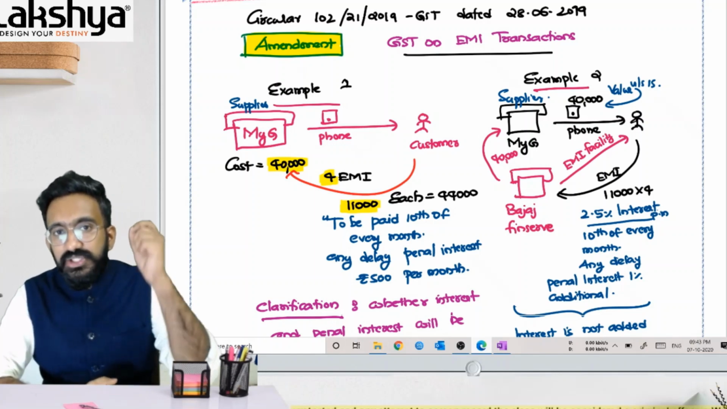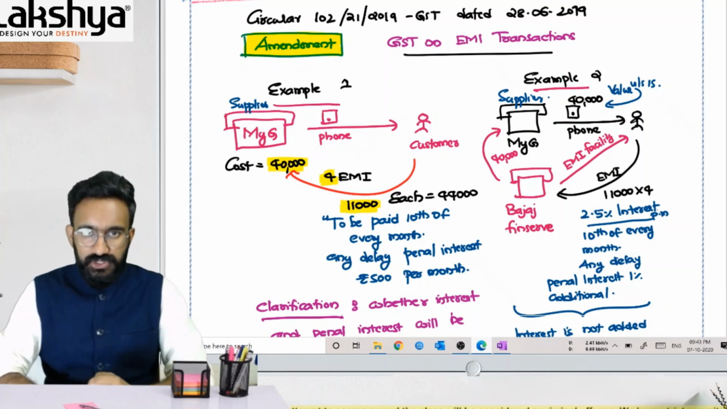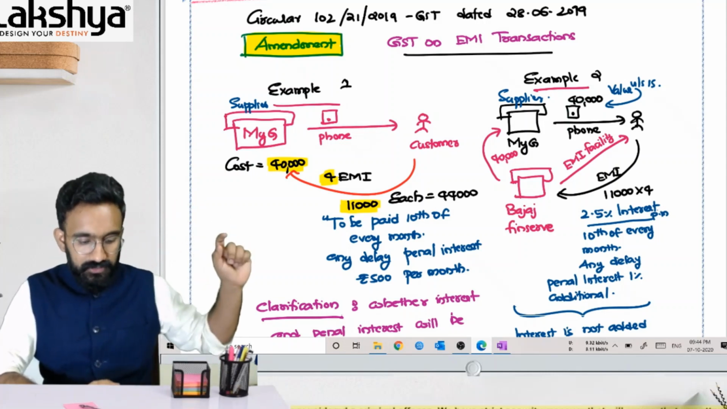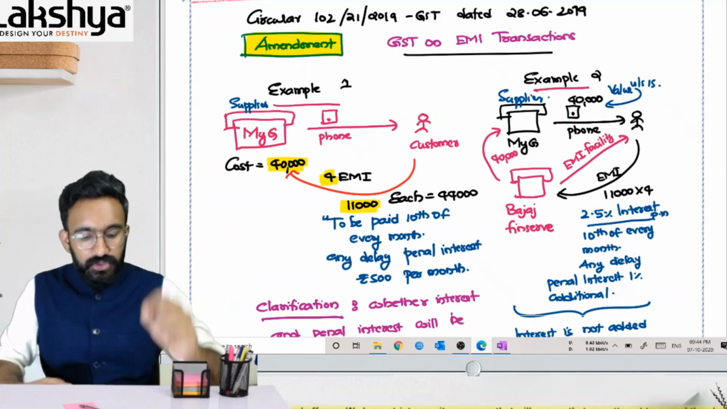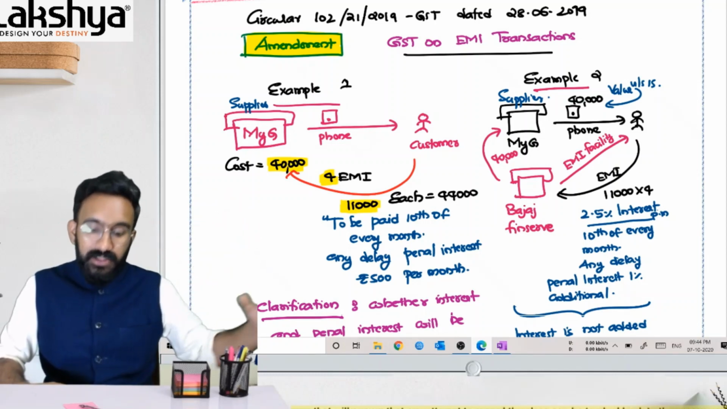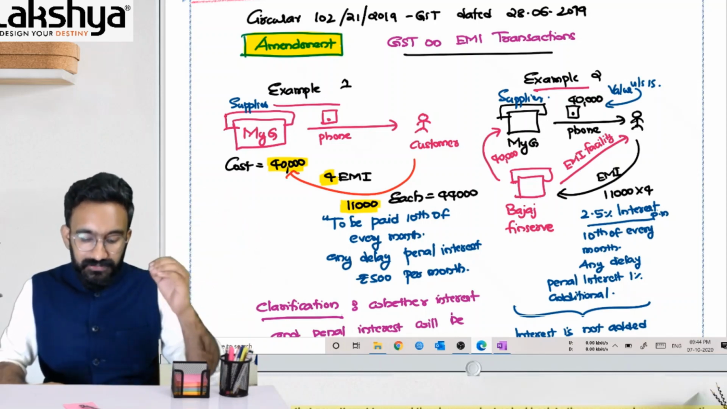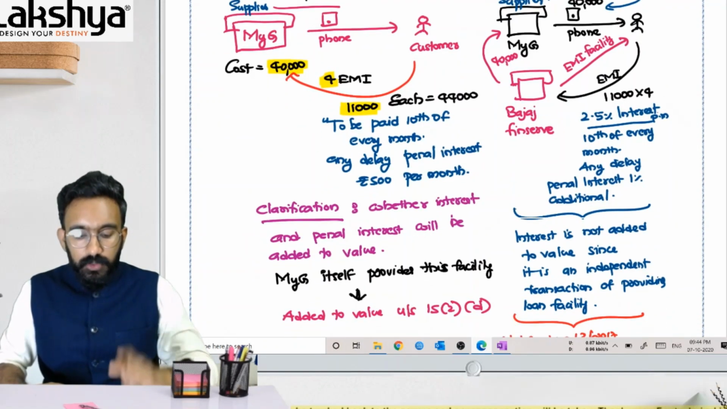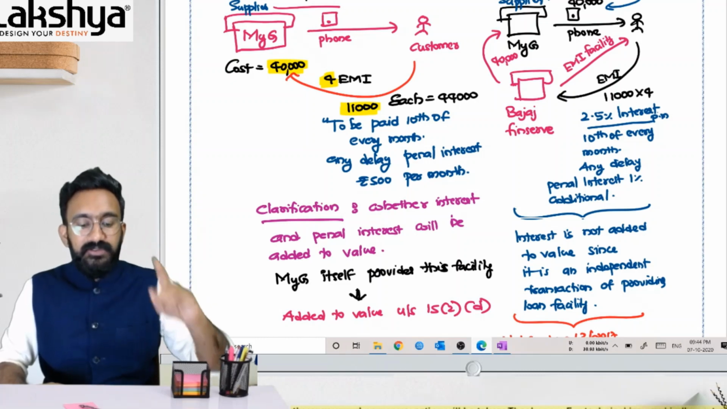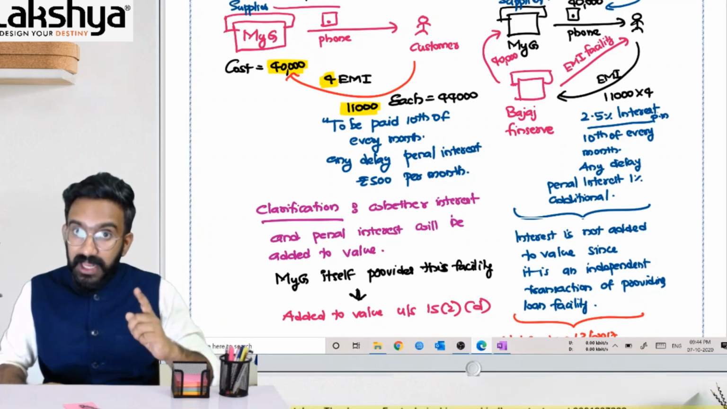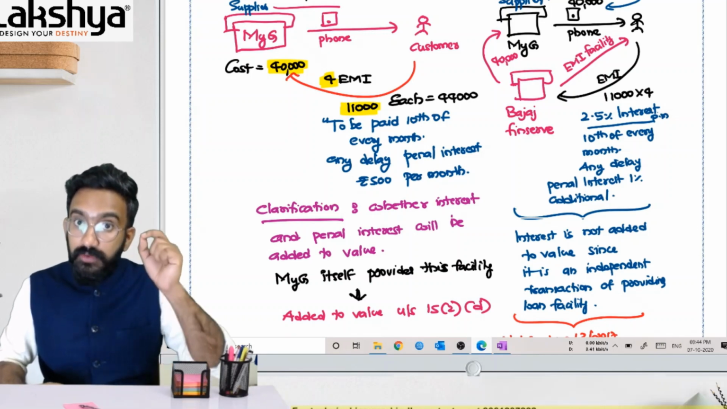Now, what is the GST impact of both of these transactions? That is what we are going to analyze. If the transaction is example 1, wherein MyG is selling the phone to the customer and cost is 40,000 and there are 4 EMIs of 11,000 each to be paid on 10th of every month. Any delay, there will be penal interest of 500 per month. Question is, how much will be the value of supply by MyG here? MyG is supplying mobile phone, which is supply of goods.